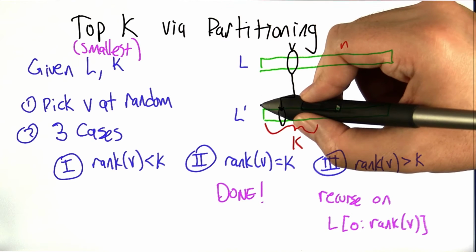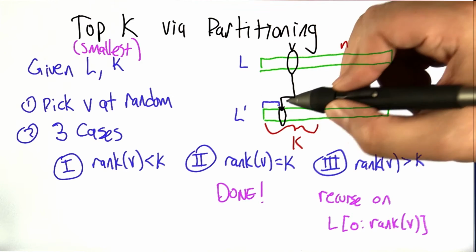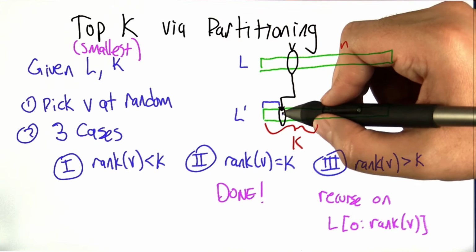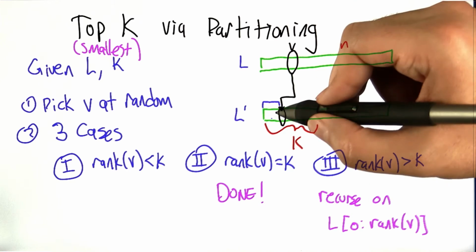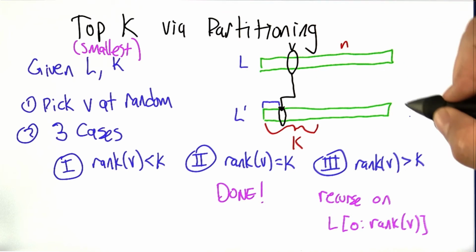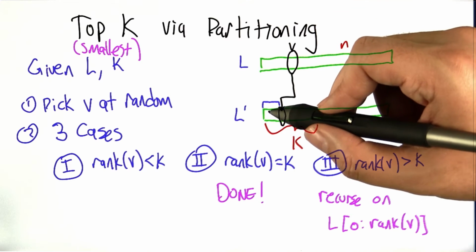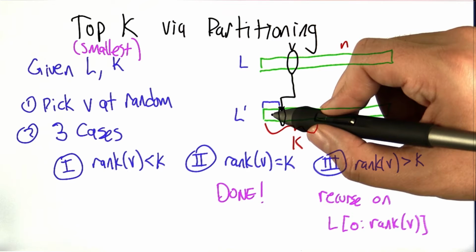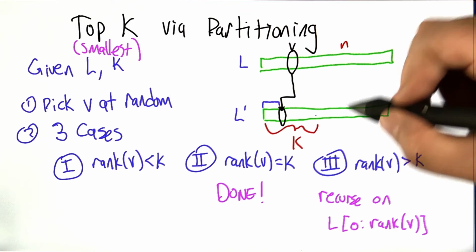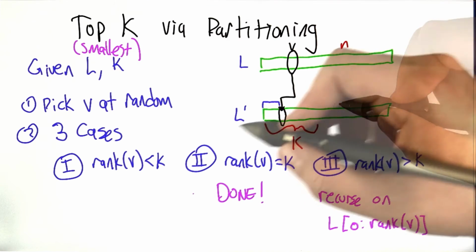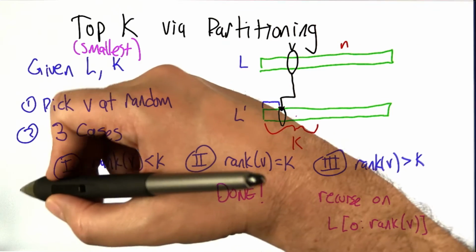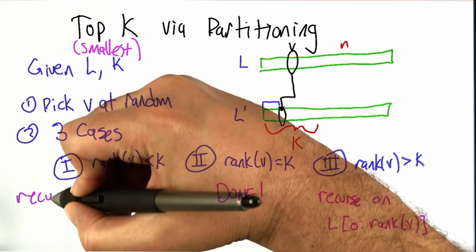So what that means is we've now separated the list into elements that are smaller than this v value over here, and elements that are bigger than this v value over here. And what do we know about this initial list? Well, we know that this actually is in the top k. But we don't know about what's going on in the rest of the world over here. But we learned enough to have made some progress. So again, we're going to recurse.